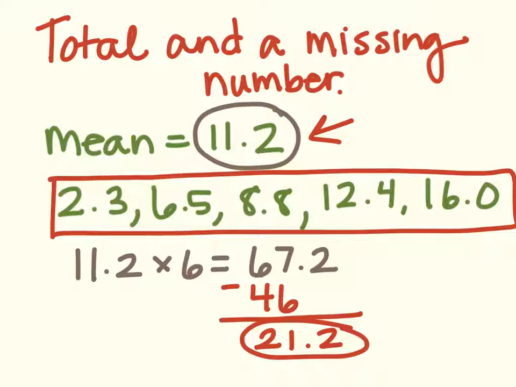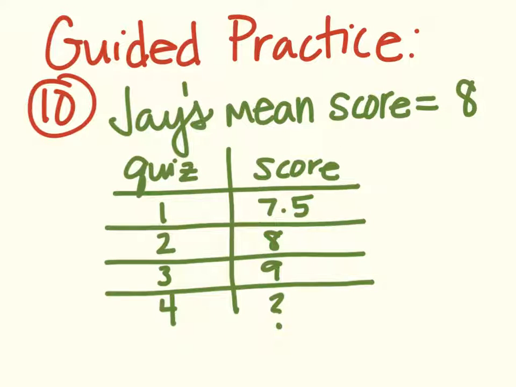Okay, let's try the guided practice. Your first guided practice for this idea is Jay's mean score on 4 quizzes is 8. His scores on the first 3 quizzes are 7.5, 8, and 9. What was Jay's score on the last quiz? Press pause while you work. There's one more guided practice after this.